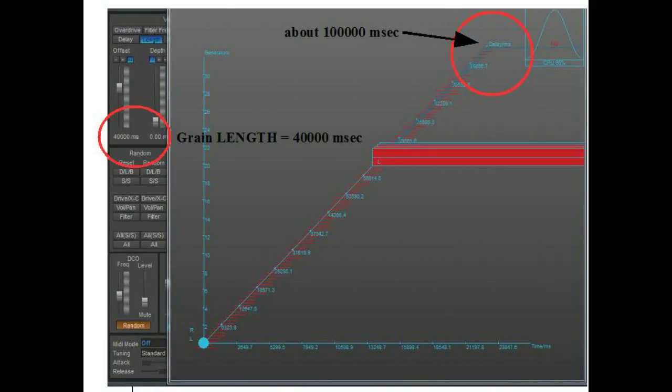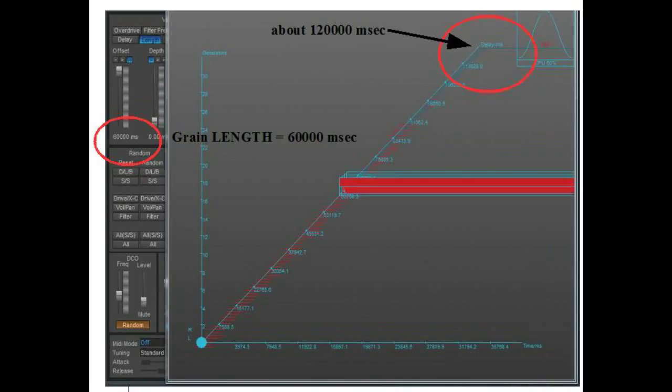Increasing the grain's length to more than 20,000 milliseconds lets you see even more of the buffer's content. With a maximum grain length of 60,000 milliseconds, the grain view window shows up to 120,000 milliseconds of the buffer's content.